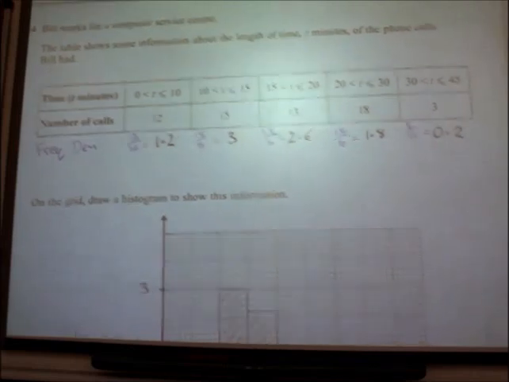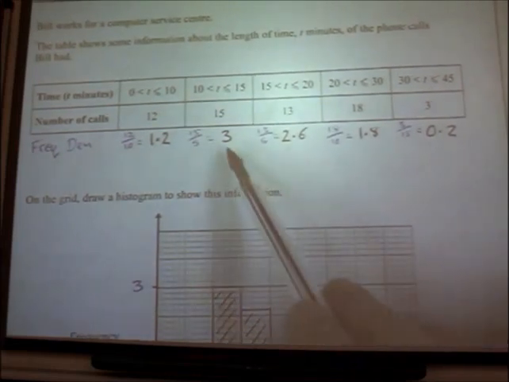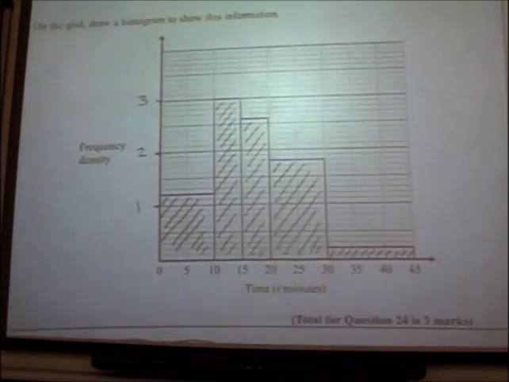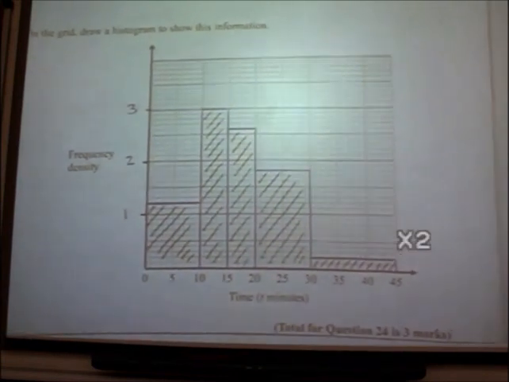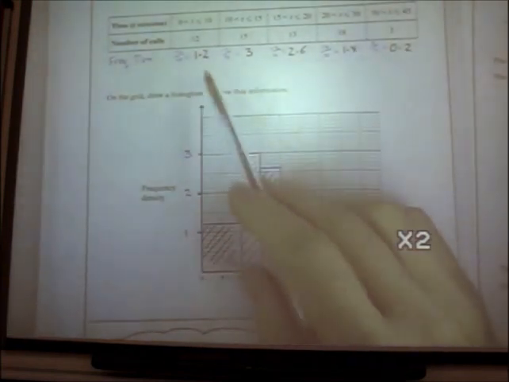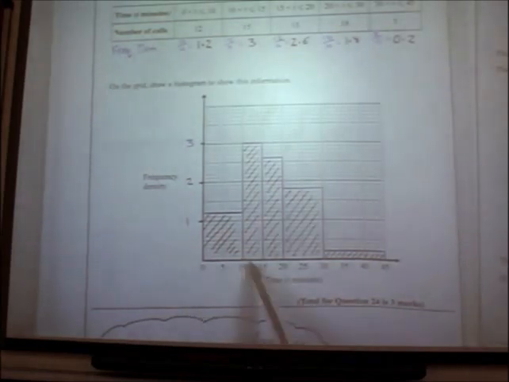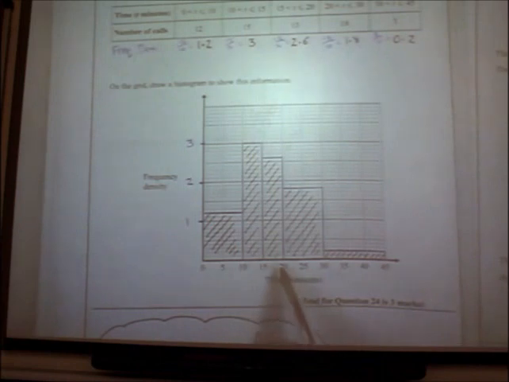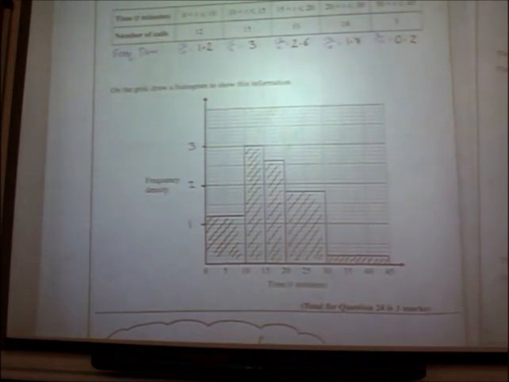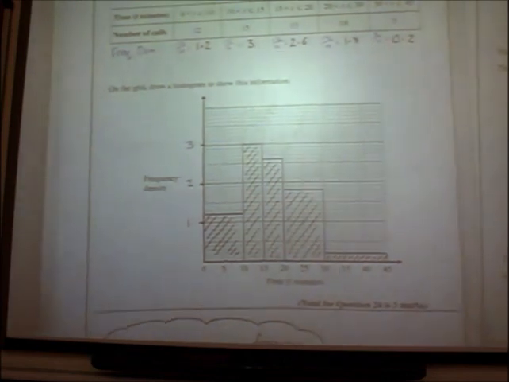I've noticed the highest one I got up to is 3, so what I've done in my histogram is done my scale of frequency density, and 3 is the highest. And you just basically fill them in. Frequency density is 1.2, and that's from 0 to 10. So from 0 to 10, it's 1.2 high. From 10 to 15, it's 3 high. From 15 to 20, it's 2.6 high, and so on and so on. And that's 3 marks for your histogram. I've shaded mine in, you don't have to, but it shows up better on the camera.